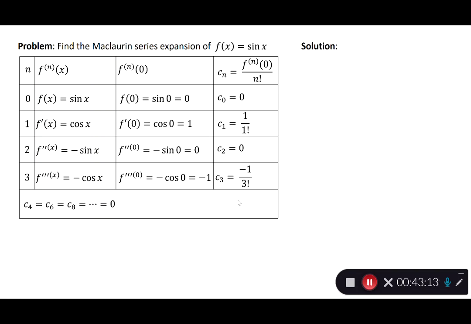There's something else that we notice. All these even constants, c0, c2, c4, c6, c8, are all going to be 0.